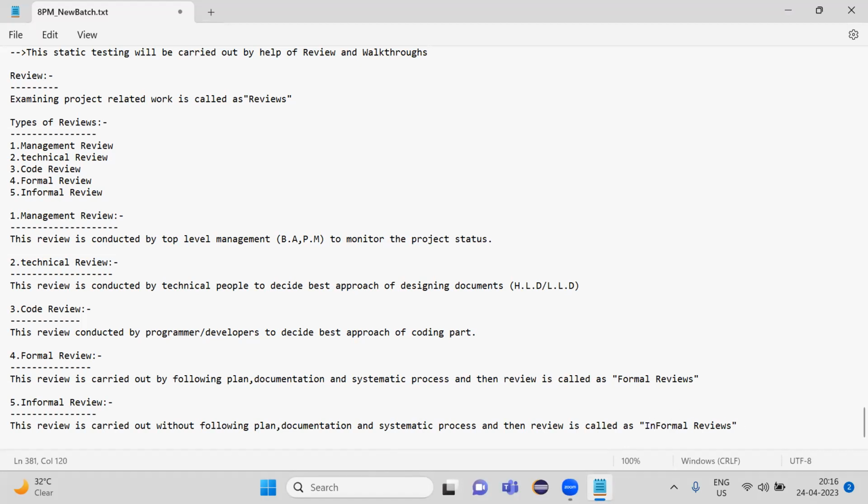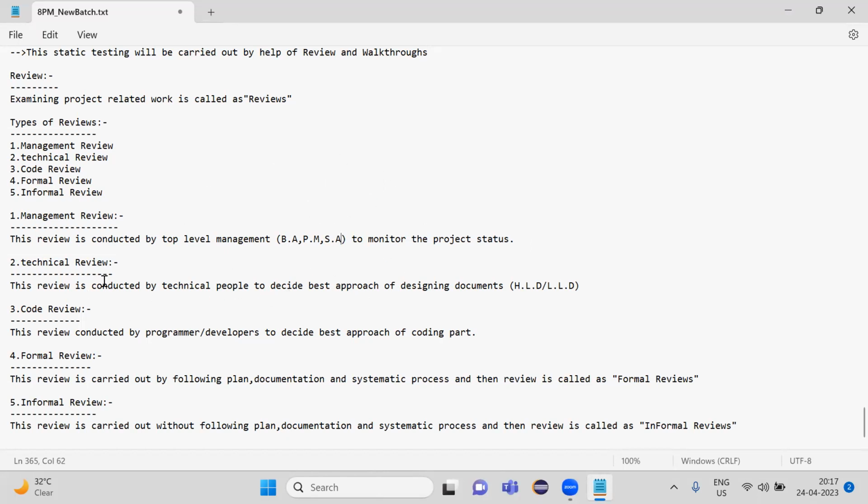Clear. How many types of reviews are there? Five types: management review, code review, technical review, formal review, and informal review. Management review, once again: this review is conducted by the top level people. Who are the top level people? Business analyst, project manager, and system analyst. The top people will come, and with the help of these people, he will monitor each and everything.